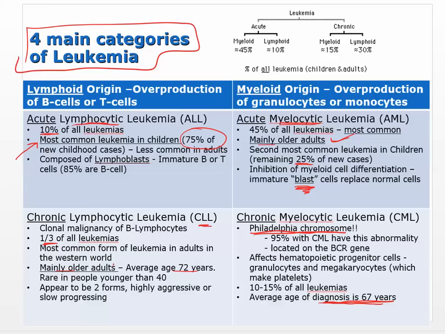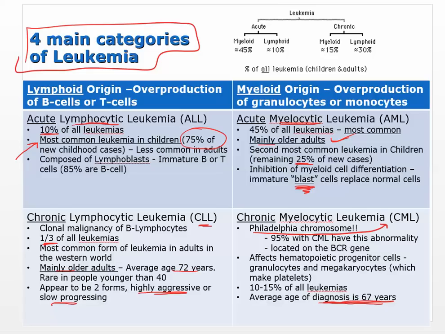Okay, and a lot of times that turns out to be one of these leukemias. Okay, so CLL, rare in people younger than 40, and there appear to be two forms of the CLL. They can be either highly aggressive or slow progressing, and the slow progressing is the one that a lot of times just isn't treated. Now, this last one, chronic myelocytic leukemia, it's not very common. It's only 10 to 15% of all leukemias. However, one thing that you'll probably see again, not just on my exams, but maybe on the NCLEX, is this presence of the Philadelphia chromosome. Okay, so the Philadelphia chromosome is associated with CML.